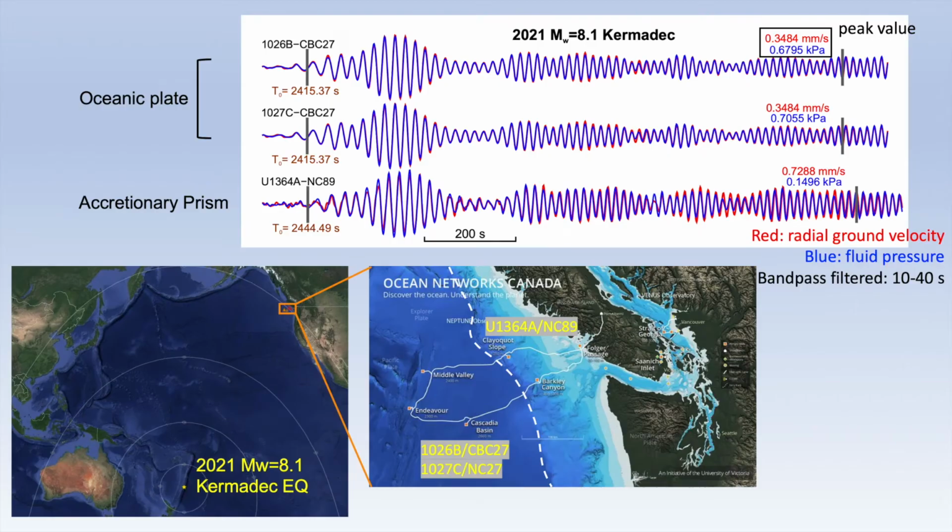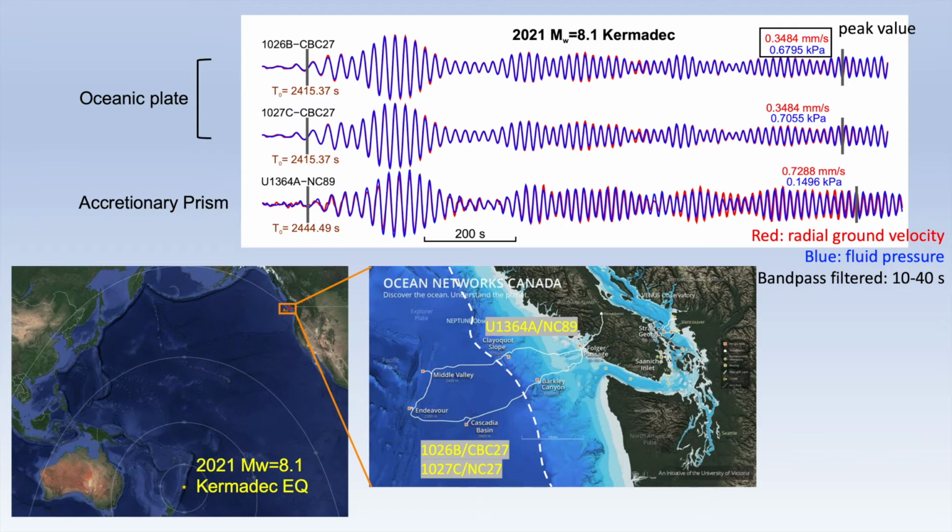This dominance of the Rayleigh wave is supported by the nice waveform agreement between the radial component seismic ground velocity and the formation fluid pressure change, as shown in this example here for this Kermadec earthquake. Besides the waveform similarity, what is more important for our purpose today is the relative amplitude between the two signals. That is, given the unit strain, how large is the induced pressure change?